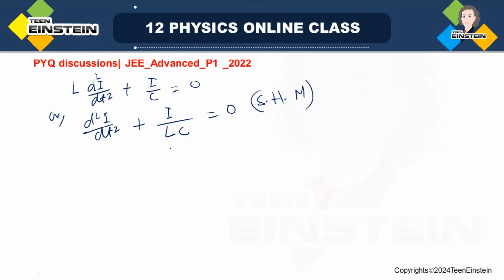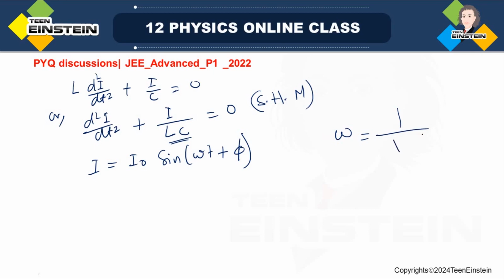Okay, this is actually similar to that, and therefore I can write the solution for this differential equation to be I is equal to I0 sine omega t plus phi. So here we don't know what is I0, what is this phi, whereas we know this omega. Omega I can find out from here, that will be 1 over square root of LC.